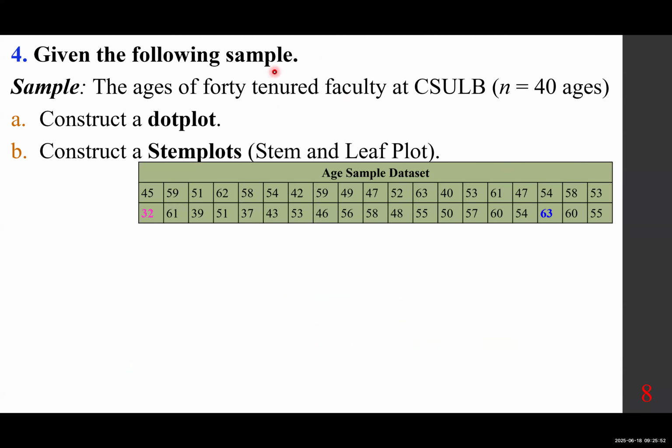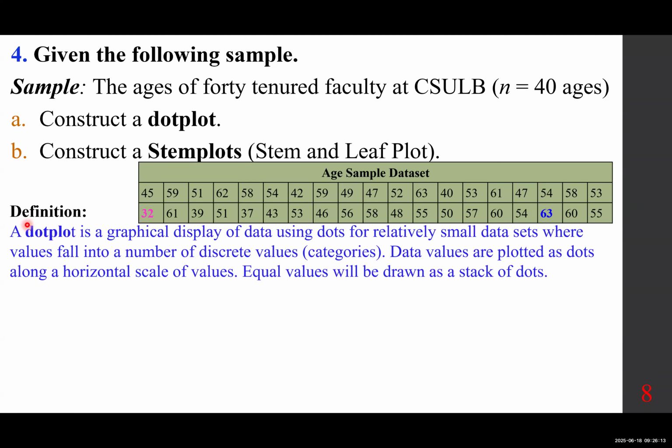Given the following sample, which represents the age of 40 tenured faculty at CSULB, n equals 40 ages. Construct a dot plot. Construct a stem plot, stem and leaf also. So what are they asking? Let's look at the definition.